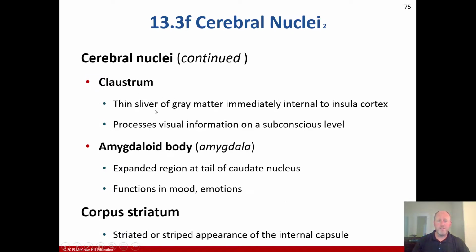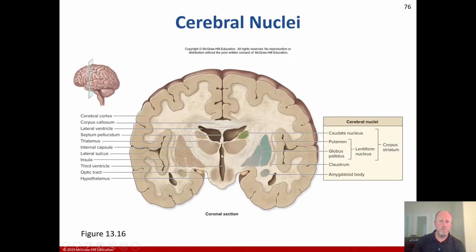Our claustrum is a thin sliver of gray matter immediately internal to the insular cortex, and processes visual information at a subconscious level. Our amygdaloid complex, or body, is the amygdala. It's an expanded region of the tail of the caudate nucleus. It functions in mood and emotions, our amygdala. Our corpus striatum is the striated or striped appearance of the internal capsule.